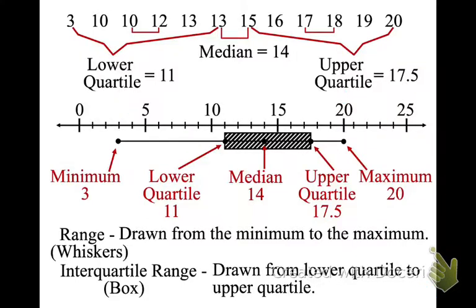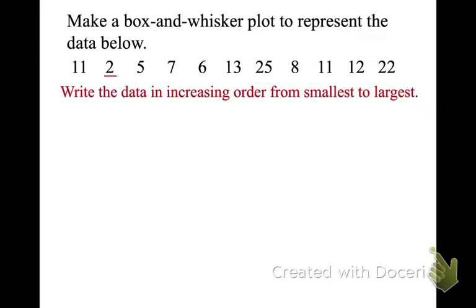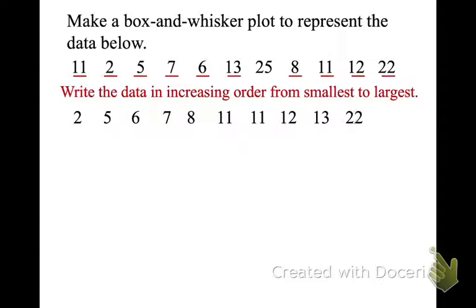Let's try making a box and whisker on our own. So step 1, we're going to put the data in order from least to greatest. Pause the recording if you need to. All right, so it should be a 2, 5, 6, 7, 8, 11. There's 2 11s, a 12, a 13, 22, and a 25.